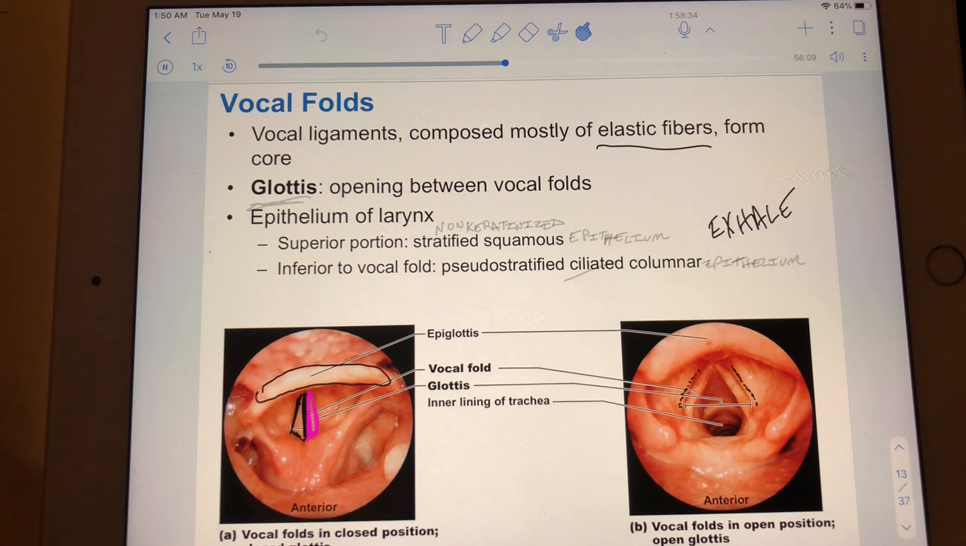Above that vocal fold, again, the larynx is lined with non-keratinized stratified squamous epithelium, and below, lined with pseudostratified, and I never need you to specify ciliated. It's okay if you do, but I don't need it. Columnar epithelium.